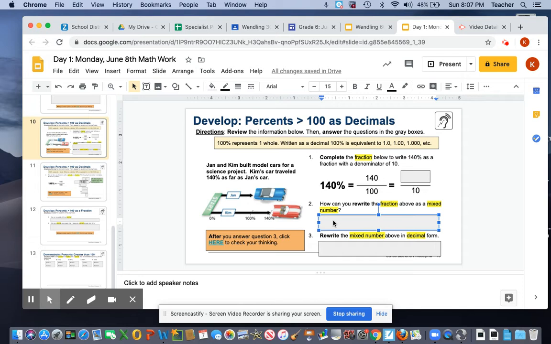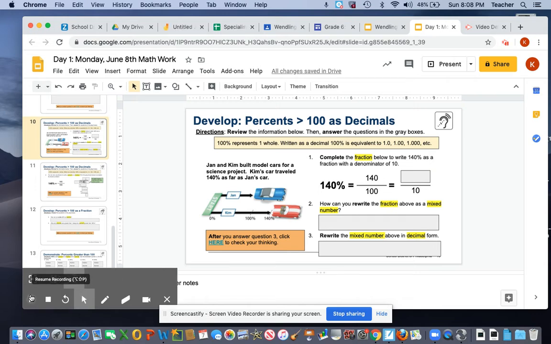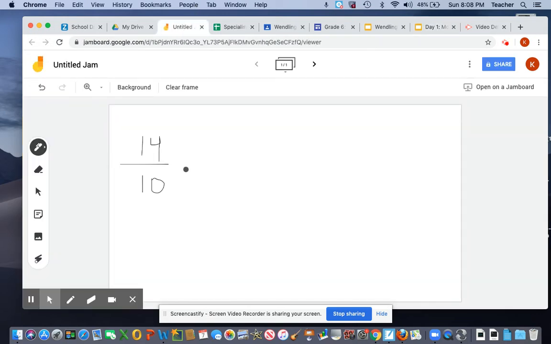So again, we've got 14 over 10. Let me go ahead and create a way to show you this. So this is a fraction we're starting with. We've got 14 over 10. We want to write this as a mixed number. So we're going to go ahead and do some division. 10 goes on the outside, and my 14 goes on the inside.